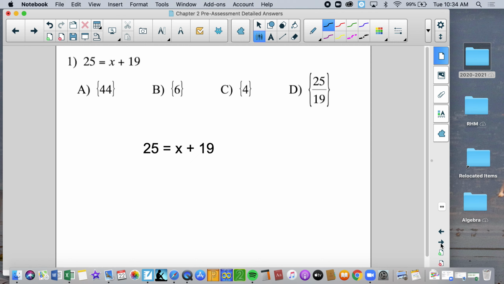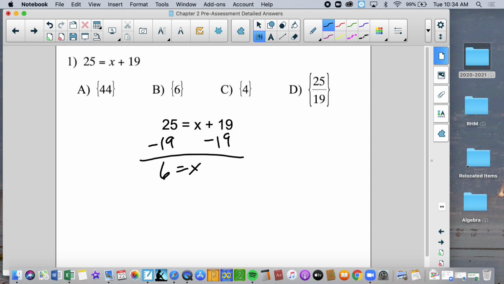All right, let's look at the first one. Relatively simple. You have what's happening to the variable. 19 is being added to it. So in order to get rid of things being added, we do the inverse of adding 19, which is subtracting 19. So we will subtract 19 from both sides, and we get 6 equals x. The answer would be B.